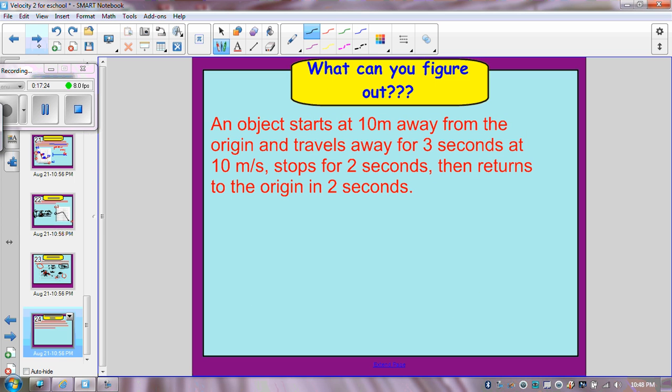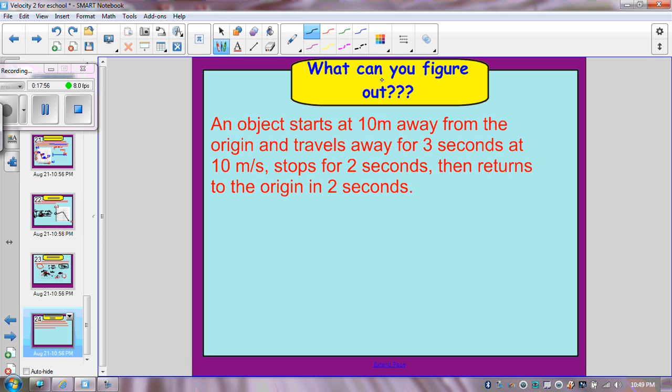All right. The last practice I'd like you to do is this. If you read this problem, you'll notice that there's a little bit of a difference than what we've normally seen, and that is there's actually no question. Let's read it. An object starts at 10 meters away from the origin and travels away for 3 seconds at 10 meters per second. It stops for 2 seconds, then returns to the origin in 2 seconds. Sounds like a lot of information, and there's no question. The question is, what can you figure out?